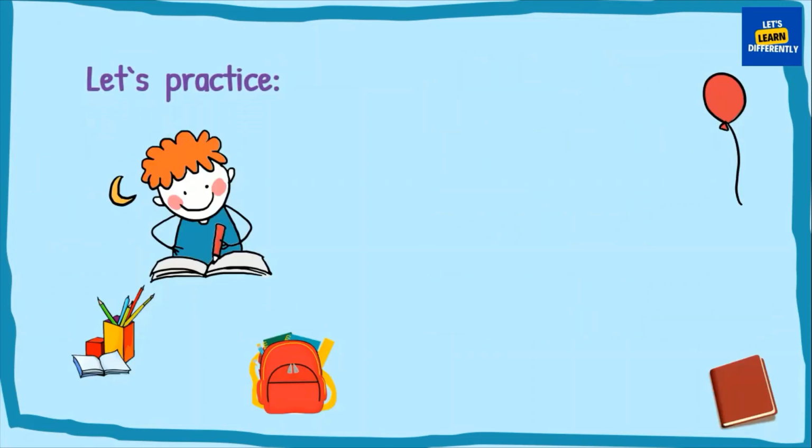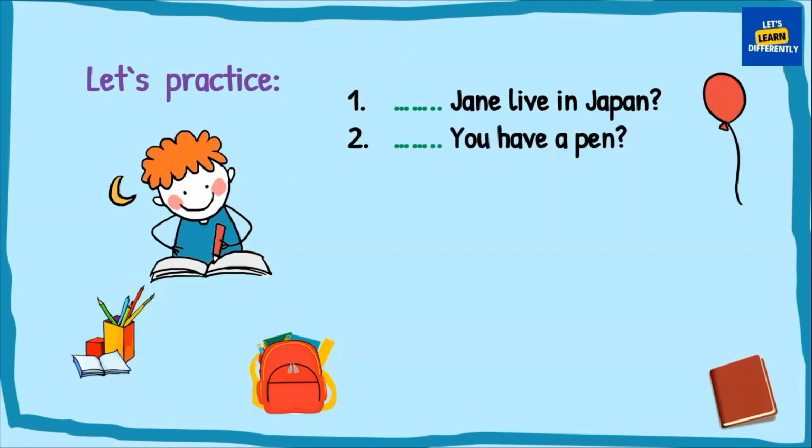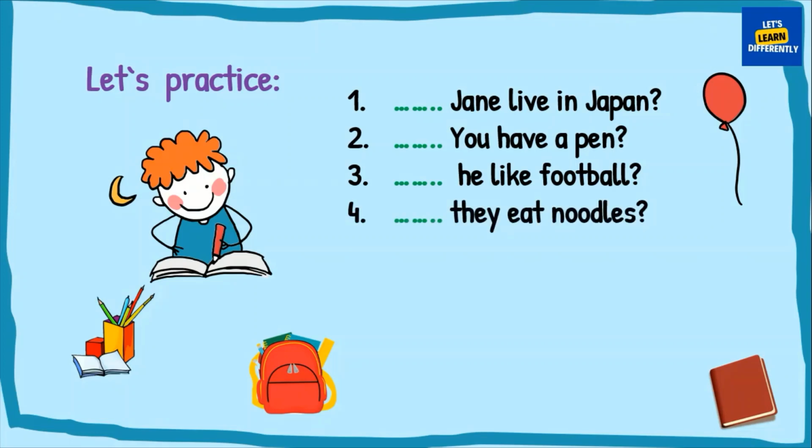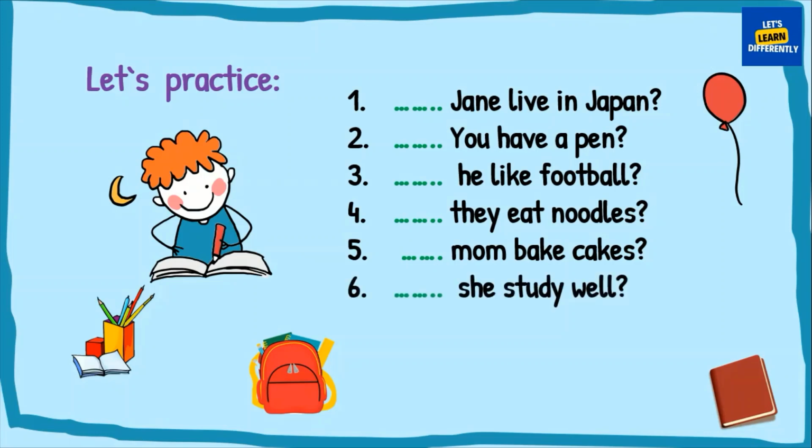Now let's practice a few examples. I will display a few sentences. You can read them, pause the video and think of the correct answer. So let's start. Number 1. Dash Jane live in Japan. Number 2. Dash you have a pen. Number 3. Dash he like football. Number 4. Dash they eat noodles. Number 5. Dash mom bake cakes. Number 6. Dash she study well.